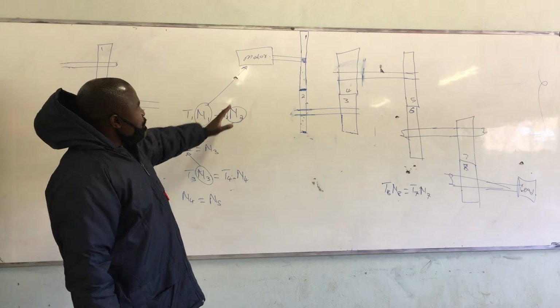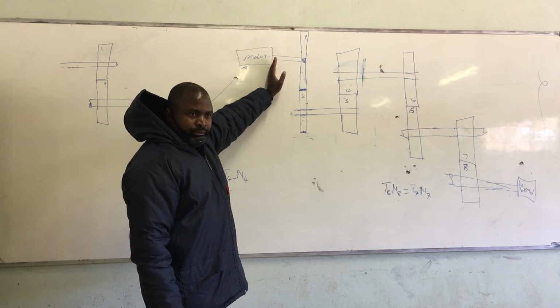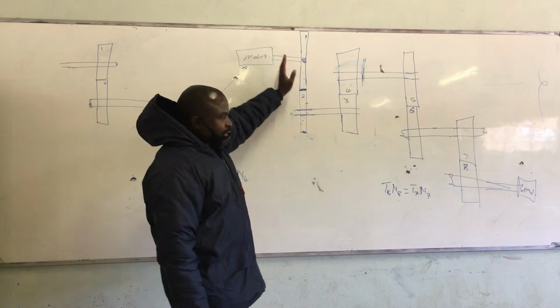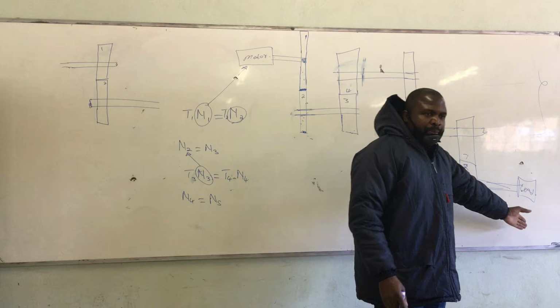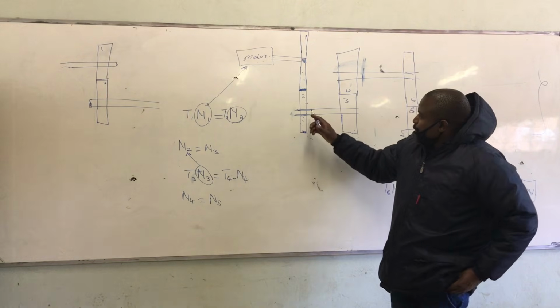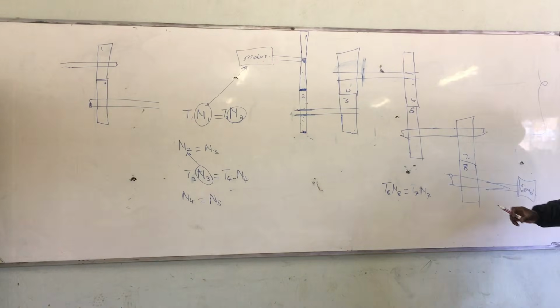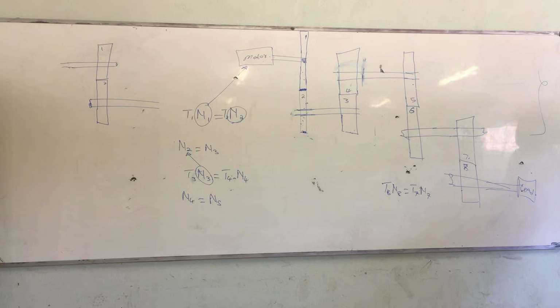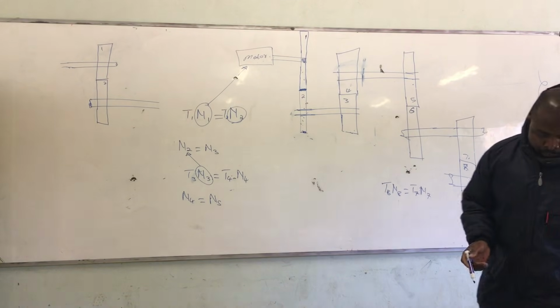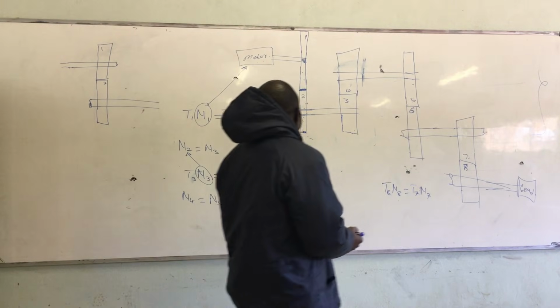Sometimes you are given the input speed, and what they want is an output speed. I want to calculate the speed for this one, the speed for this one, the speed for this one, the speed for this one. That also takes time, but that doesn't mean you won't get the answer.